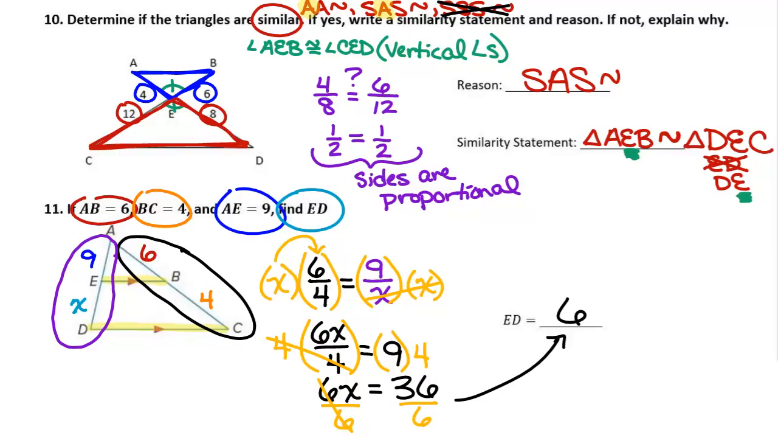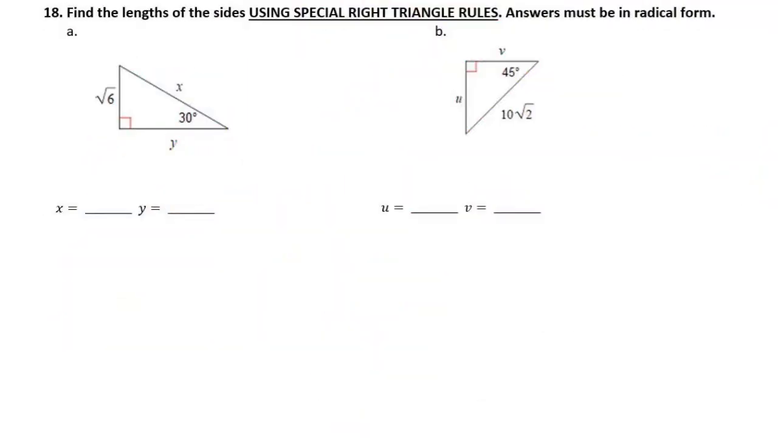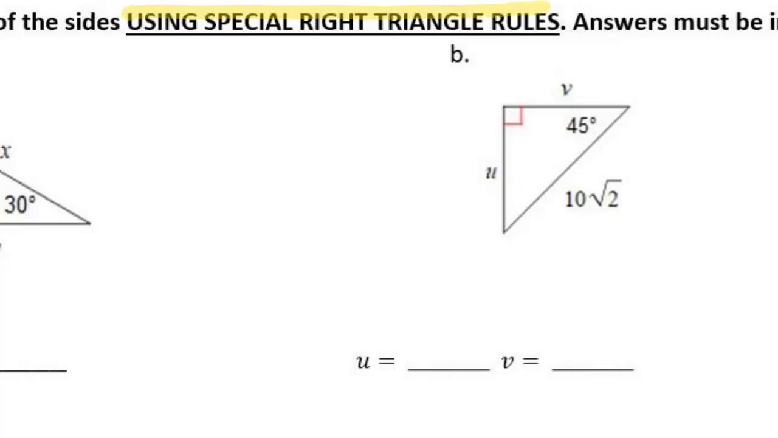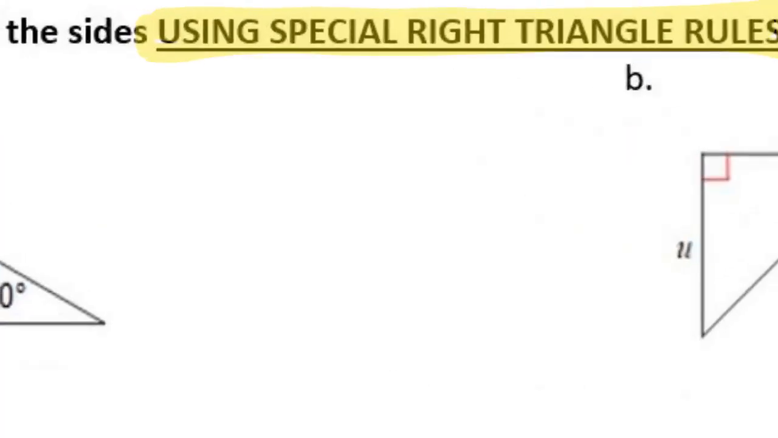Which one? 18. Absolutely, we can go look at number 18. 18 is the last one that is in this section. Number 18 says to find the lengths of the sides using special right triangle rules. If this isn't something that's on your cheat sheet, you should get it there, ASAP.